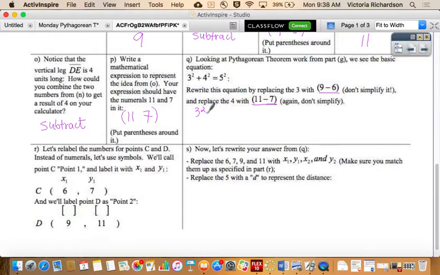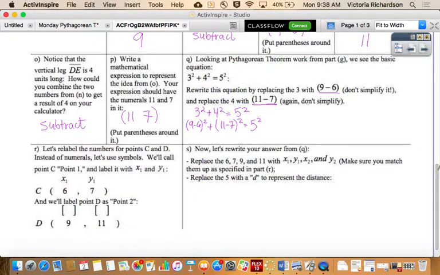So we have 3 squared plus 4 squared equals 5 squared. And I'm going to replace the 3 with 9 minus 6. Because those 2 things are equal, right? 9 minus 6 and 3 are the exact same thing. I'm just substituting. And then plus, I have 11 minus 7. Because that's the same thing as 4. Equals 5 squared. So now I've done that part. So now it's still the same, it just looks different. We just substituted something equal to 3 and something equal to 4.